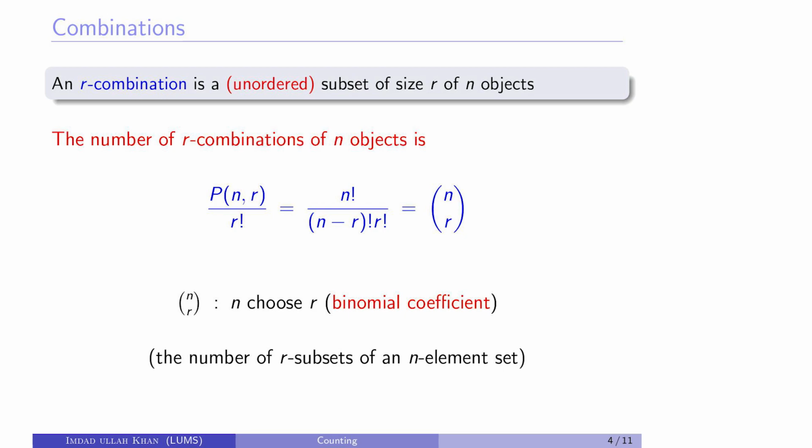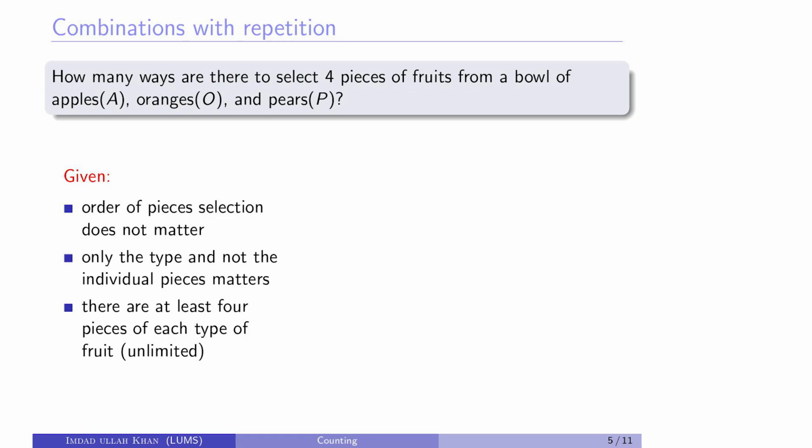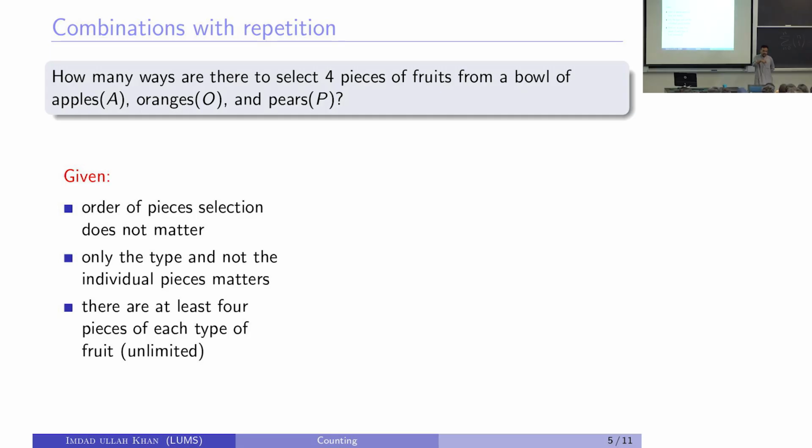So let's just do an example. Suppose I want to select 4 pieces of fruit out of apples, oranges, and pears. Here are the rules. I don't care about which particular piece of apple, or how many apples you choose. Just is it an apple or not? So all apples are actually indistinguishable.